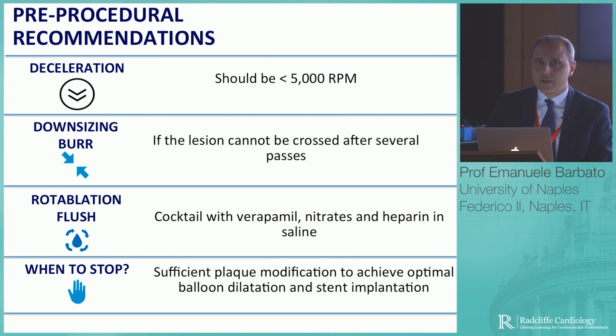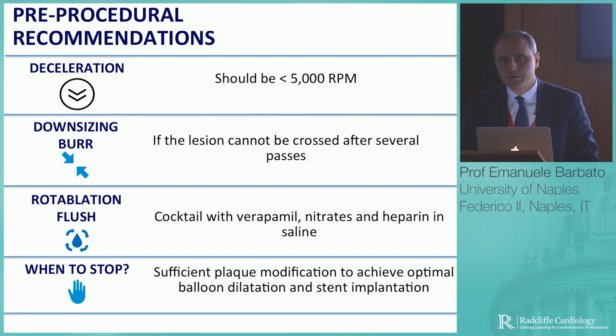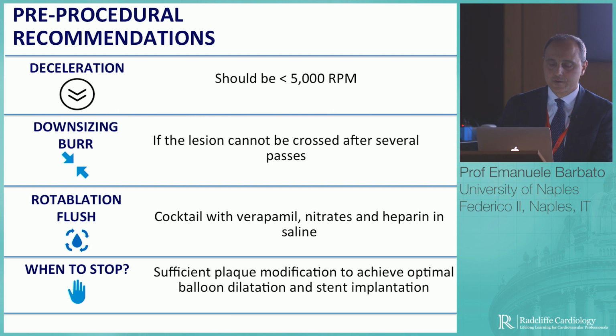So deceleration, if it occurs, should not be more than 5,000 RPMs. Now, these are all numbers. Once you are in the middle of the procedure, you will not pay attention to all those things. The new rotablator system, in a way, is helping the operators on this. But what is very important is to keep listening to your device, because the noise is much more informative than all these numbers. When to stop?